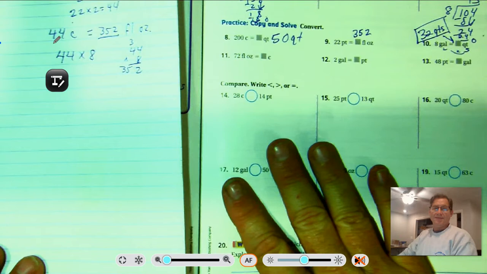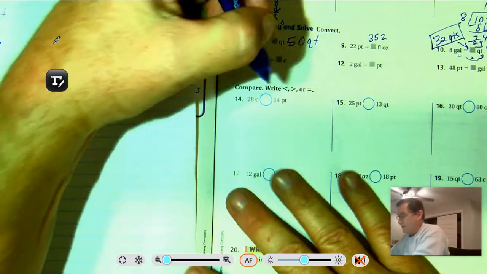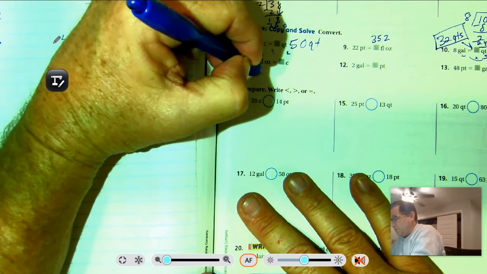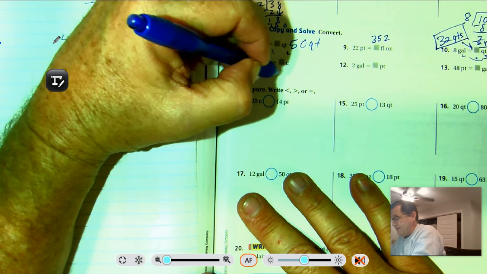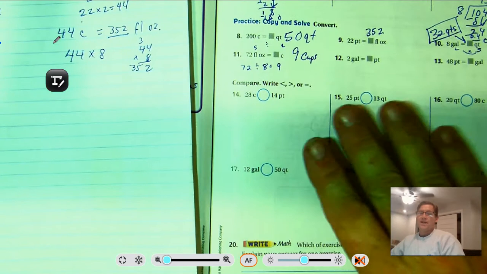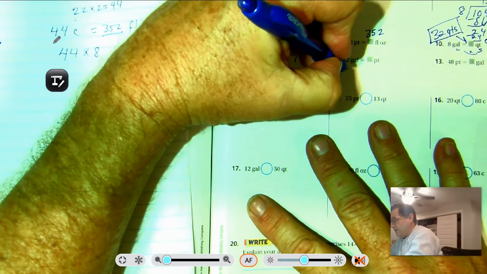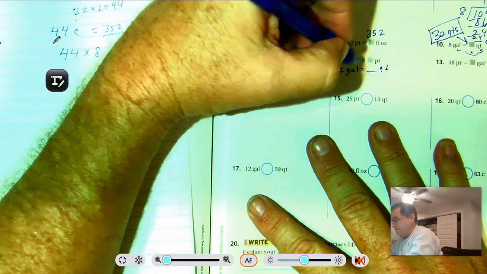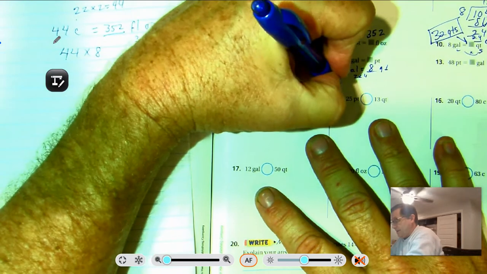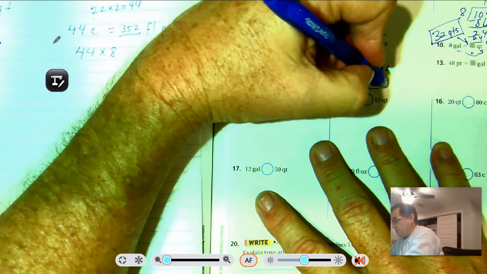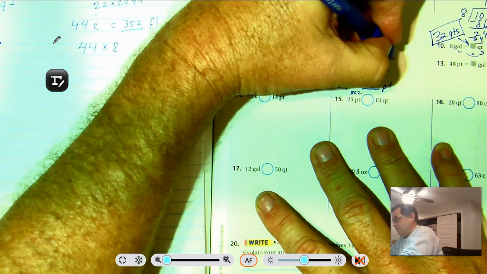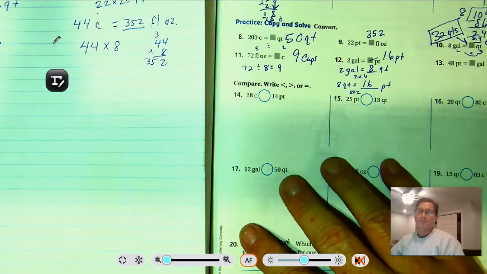Okay, number 11. 72 ounces equals how many cups? So we're going from smaller to larger, so we're going to divide. And this one can just go straight. 72 divided by 8 gives me 9. So 9 cups. Okay, 2 gallons is how many pints? Well, we can change the 2 gallons into quarts first. 2 times 4. So there's 8 quarts in 2 gallons. And how many pints are in 8 quarts? 8 times 2, 16. So in 2 gallons, there's 16 pints.